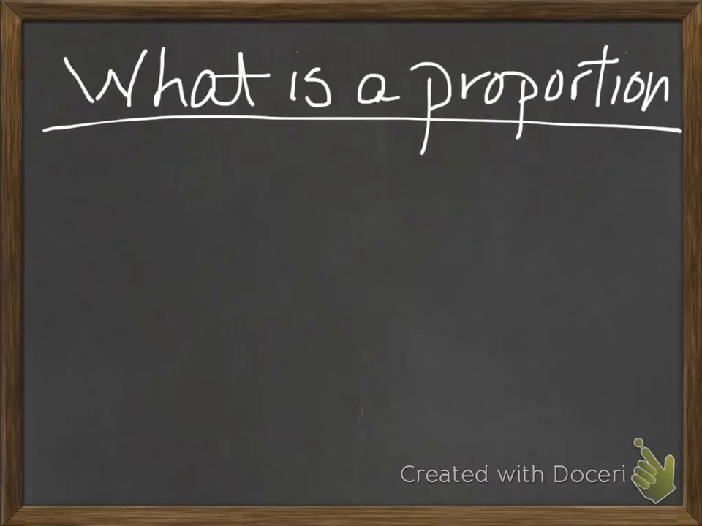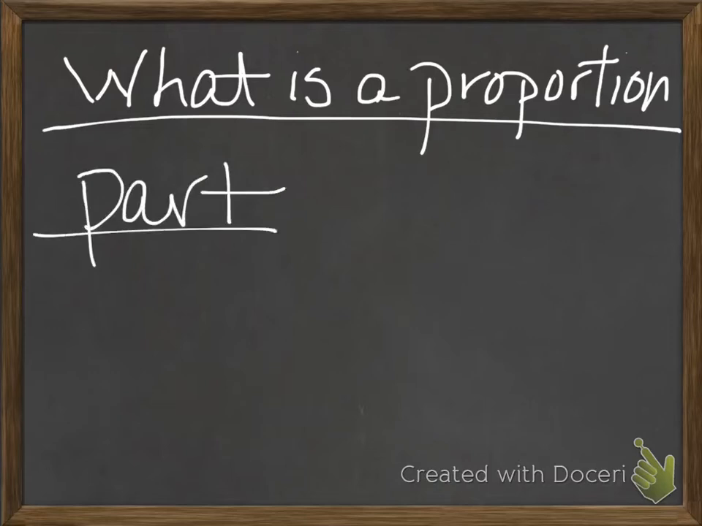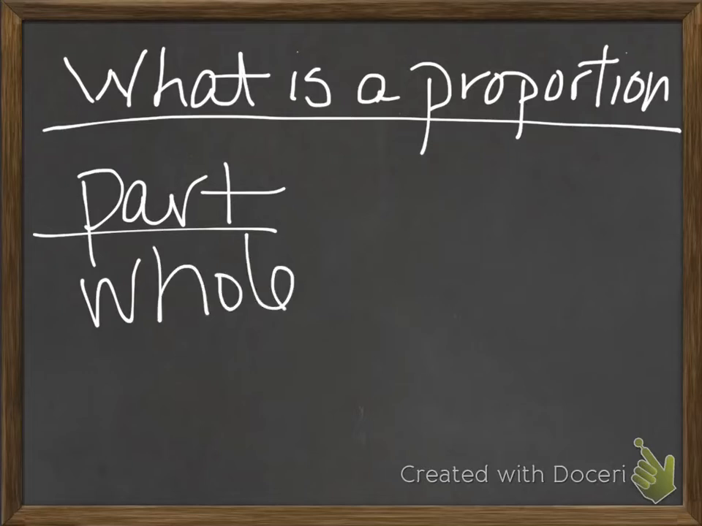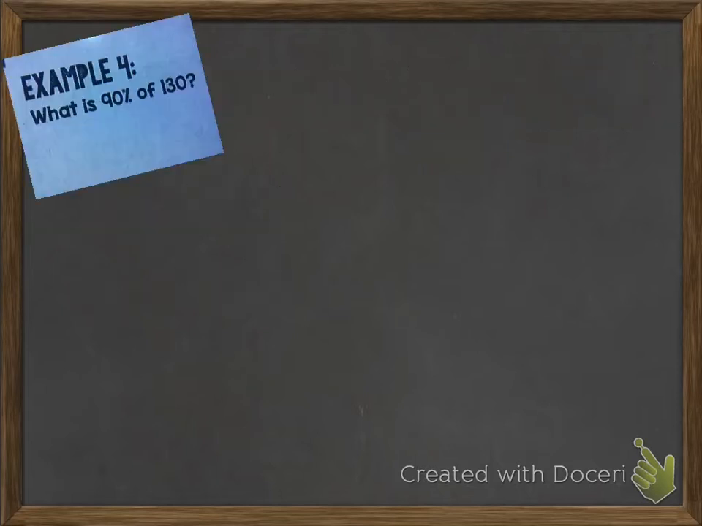Now let's talk about what a proportion is first. A proportion is part over whole, okay? What we need to understand is that when we're talking about part over whole, it's setting it up in a proportion so that we can maybe figure out one part that's actually missing. So let's look at one.